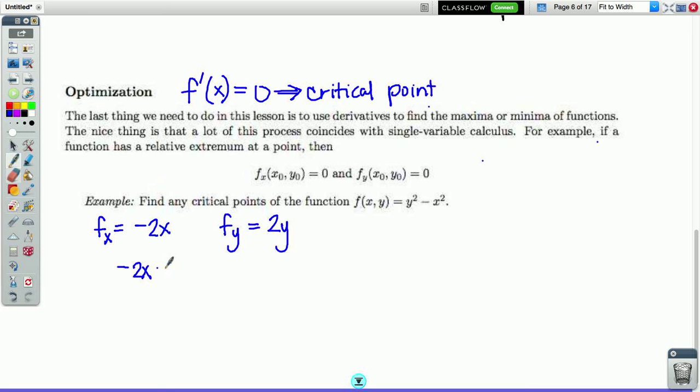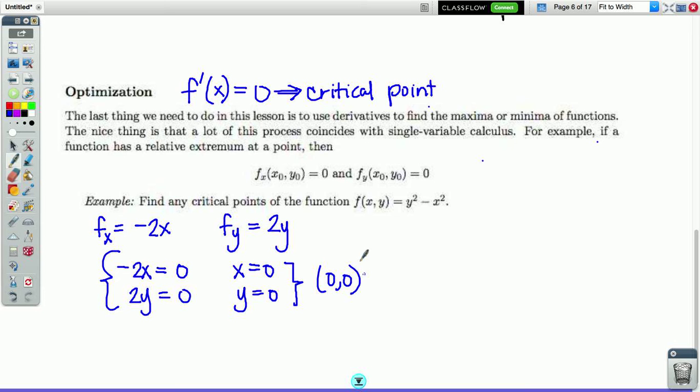We can think, well, negative 2x has to equal 0 and also 2y has to equal 0. It's a system because both of these things have to be true in order for us to have a critical point. So the only way for both of these equations to be solved at the same time is if x equals 0 and also y equals 0. Putting those things together, the point 0, 0 on the plane is a critical point of this multivariable function. So there's our critical point.